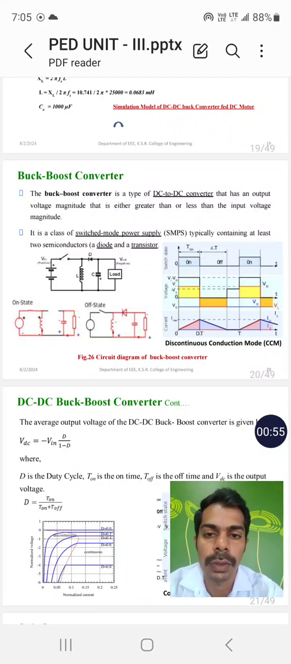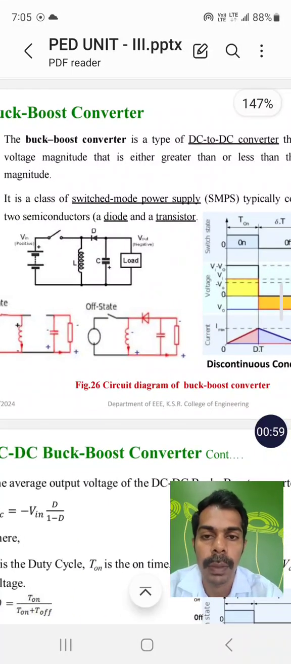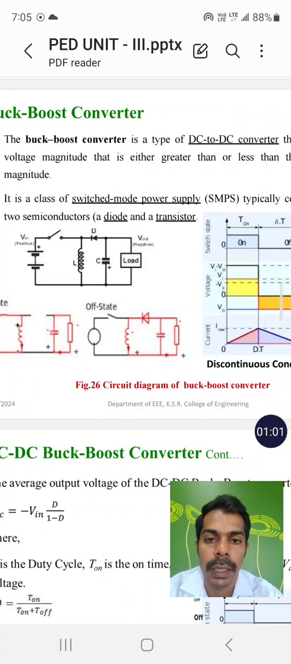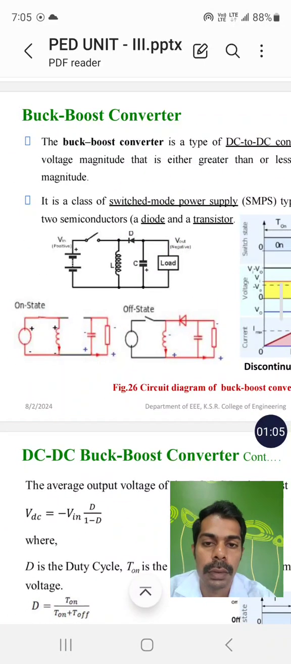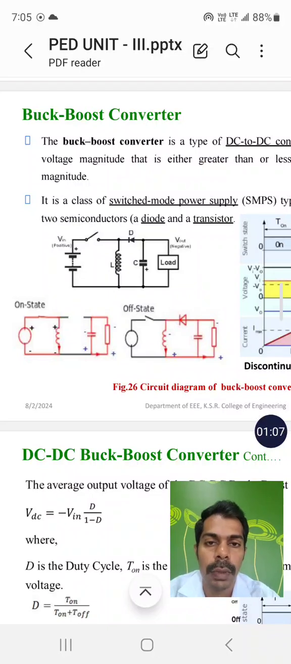The circuit diagram shows the input DC supply, switch, inductor, diode, capacitor and the load. There will be two modes of operation: when the switch is turned on and when the switch is turned off, the on state and the off state.